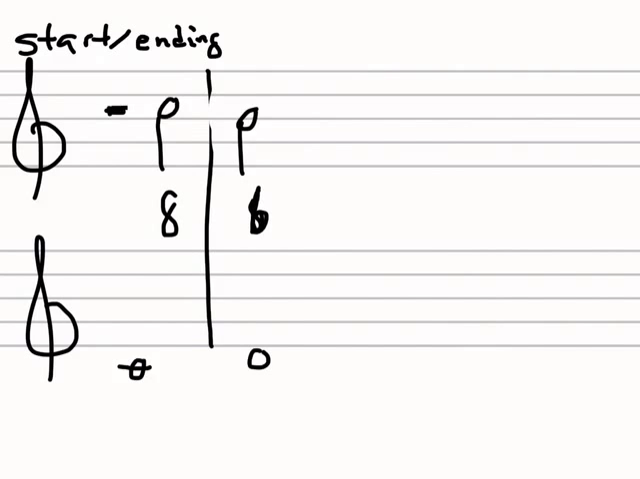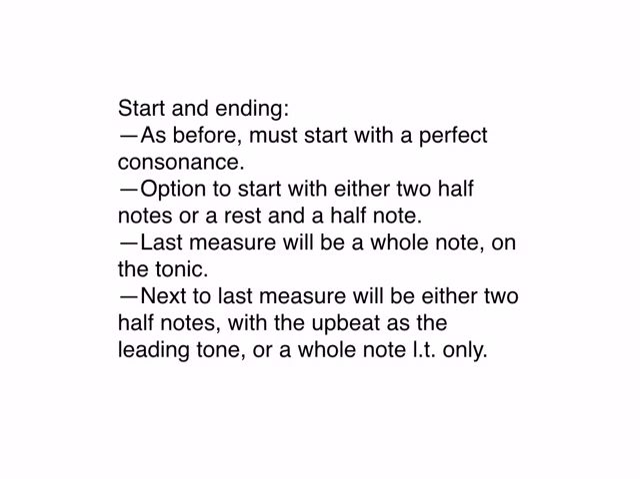Now let's talk about endings. As I showed you before, the last measure will be a whole note, and it'll be on the tonic. And the next to last measure will either be two half notes with the upbeat as leading tone, or a whole note leading tone only.